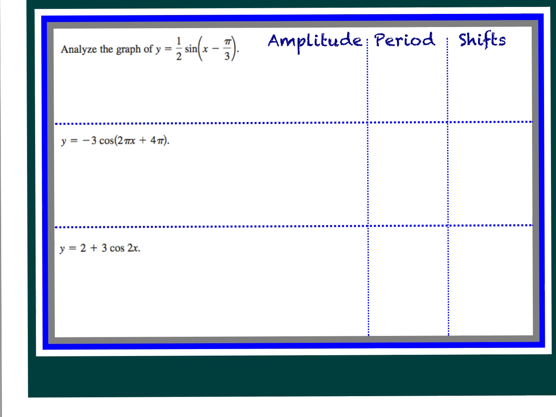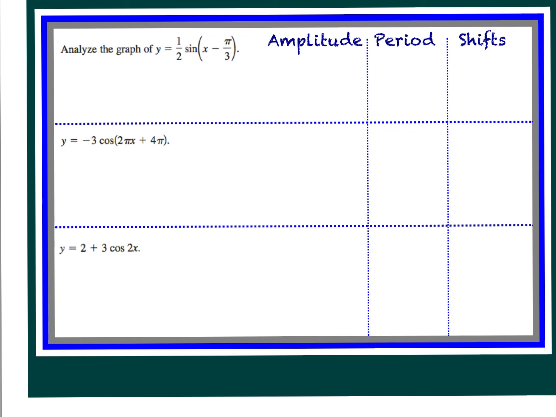Okay? Now, could I give you a graph and ask things about it? Yes. All right? But if I just give you a function, am I going to ask you to graph it? No. I'm telling you right now, I'm not. But we need to understand things about the graph in order to do some stuff. Sound good? So we're going to talk about amplitude, periods, and shifts.